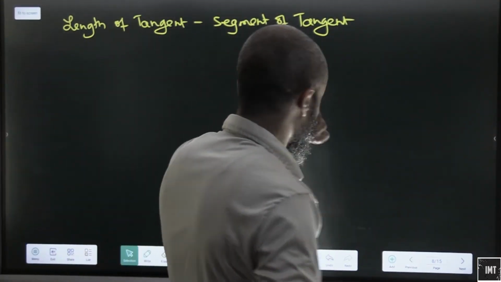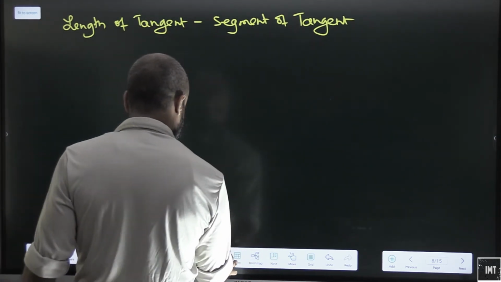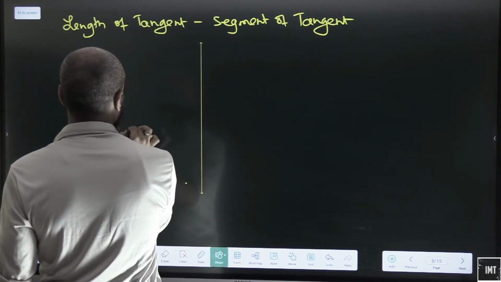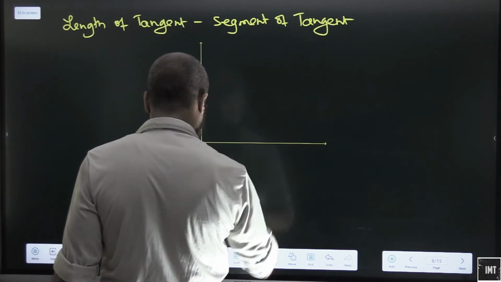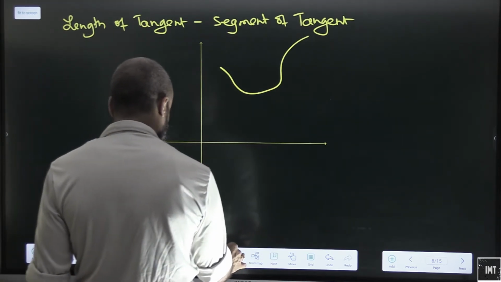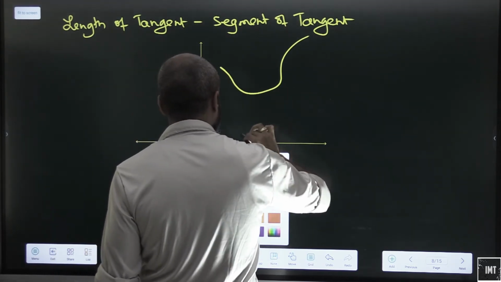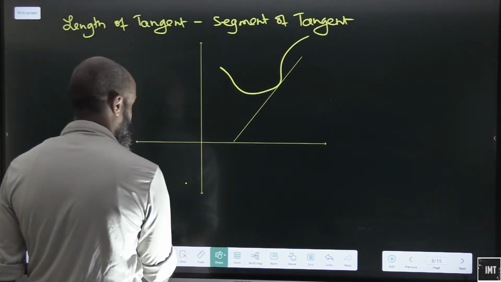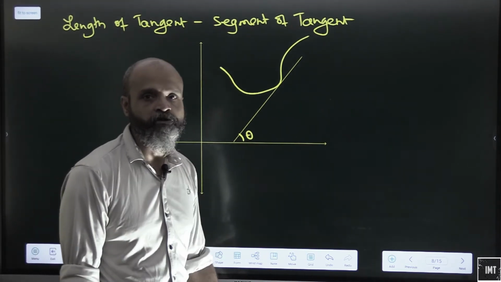Okay, so we will understand a new concept here, which is length of tangent or segment of a tangent. So let's say this is the y-axis, and let's say we have the x-axis, and any curve here which is going like this, and we draw a tangent at a particular point. We know from the definition of the tangent that the slope of the tangent is basically tan of the angle that it makes with the positive x-axis.